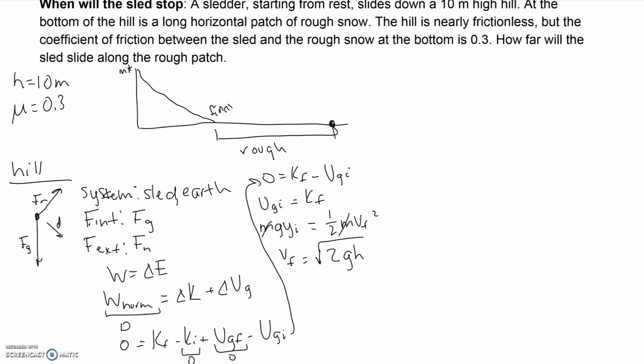We could plug things in here. We could plug in the gravitational acceleration, the 9.8 meters per second squared or 10 meters per second squared, depending on what tickles your fancy, and then our height being 10 meters. If we did this, we would end up with a value of about 14 meters per second. I'm not going to plug this in yet. I'm just going to keep this expression till the end, because now we're going to use this information. This is now our initial speed along the rough surface.